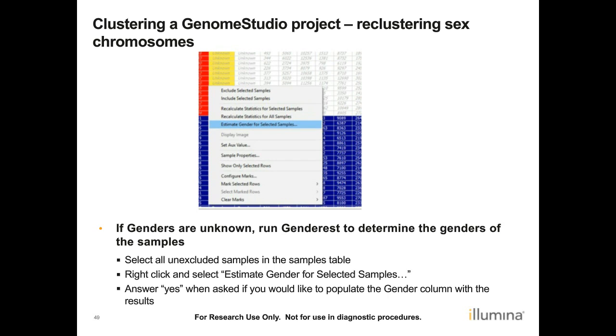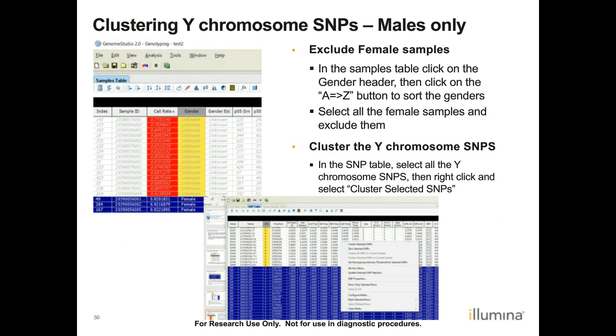So you exclude all the female samples now. Go to the samples table, sort the gender column A to Z to sort the genders, and then select all the female samples and exclude them. Now, cluster the Y chromosome SNPs. In the SNP table, select all the Y chromosomes. They should be easy to isolate because you've sorted them by chromosome. They should be at the very end of the list. Select the Y chromosomes and say cluster selected SNPs.